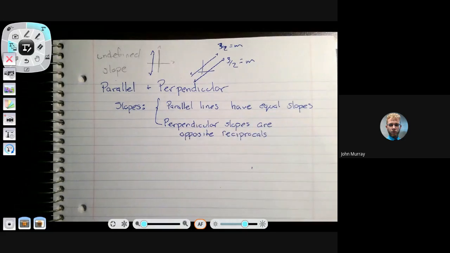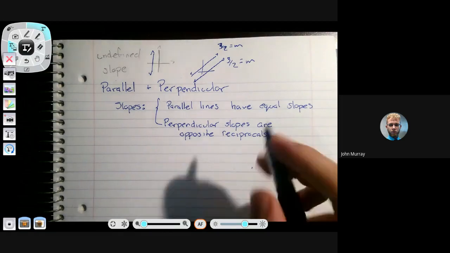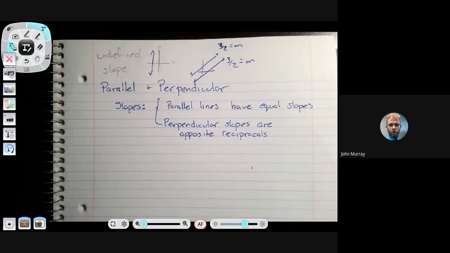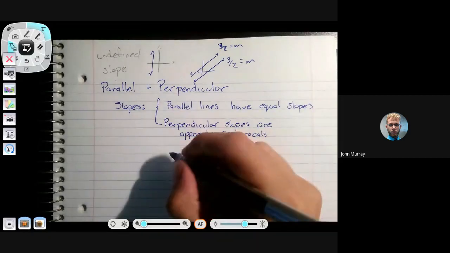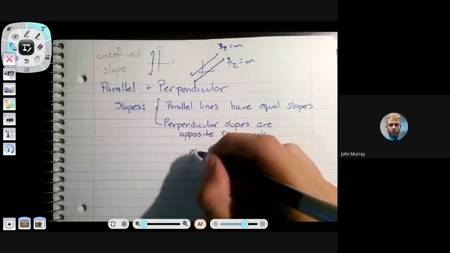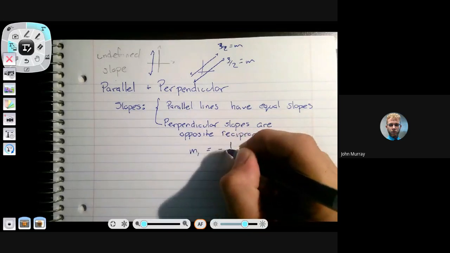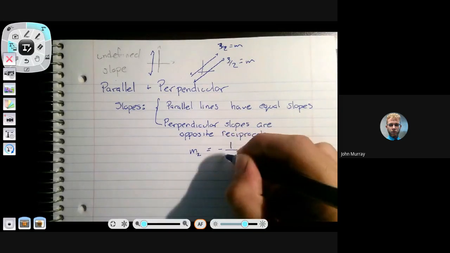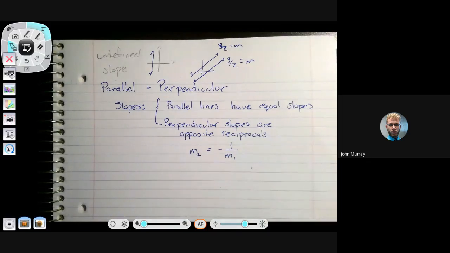Okay, we say that perpendicular slopes are opposite reciprocals. So those are the 2 key words. Opposite means we change the sign. Reciprocal, what do we do for a reciprocal? Flip it. If it's a fraction, we flip it. So the mathematical way we write that is m2 equals negative 1 over m1.